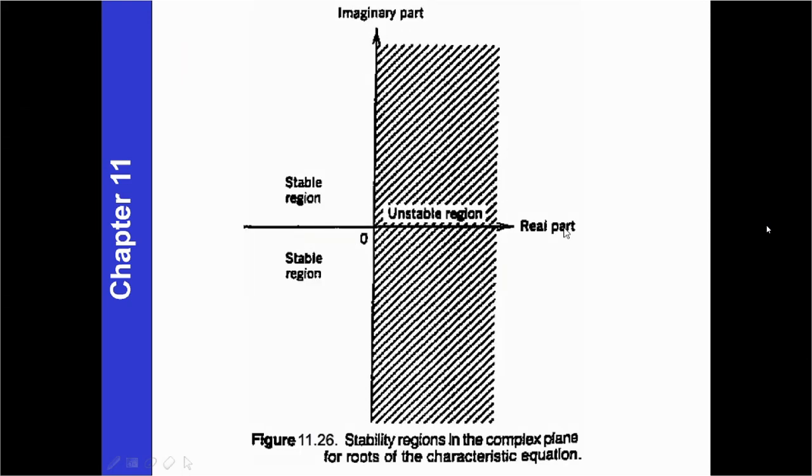If you look in more detail at the real part and imaginary part on the top, the y-axis is the imaginary part and the x-axis is the real part. The whole region on the left is the stable region, both on the top and the bottom, and the whole region on the right is the unstable region. So these are the stability regions in the complex plane for roots of the characteristic equation.